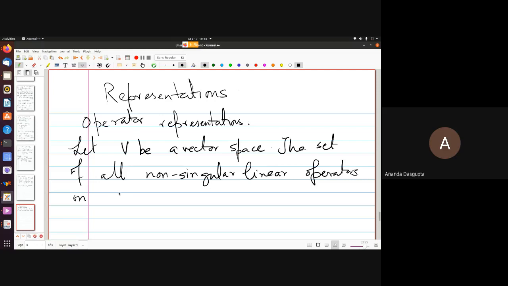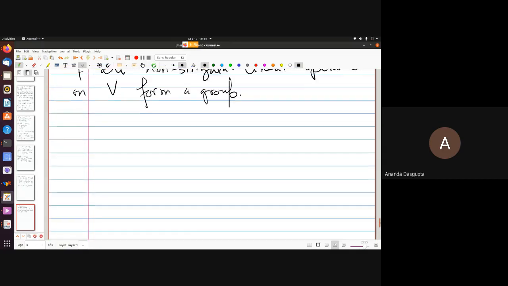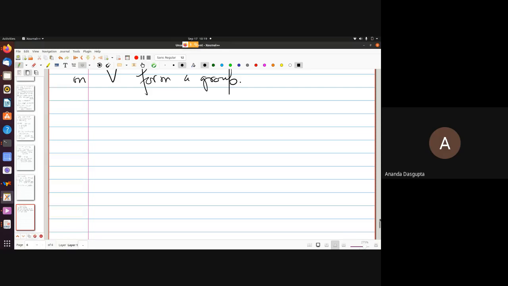on V. Of course, when I say form a group, then I have to specify two things. What are the elements? Here the elements are all the non-singular linear operators. I also need to specify what is the composition rule. And here the composition rule is something which you all know. You just do one after the other, right? That's what the composition rule for operators is. You just apply one operator, then you apply another operator.